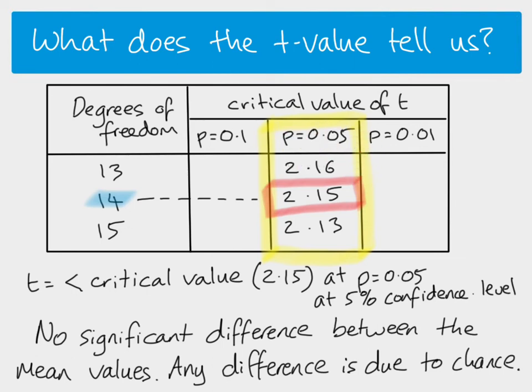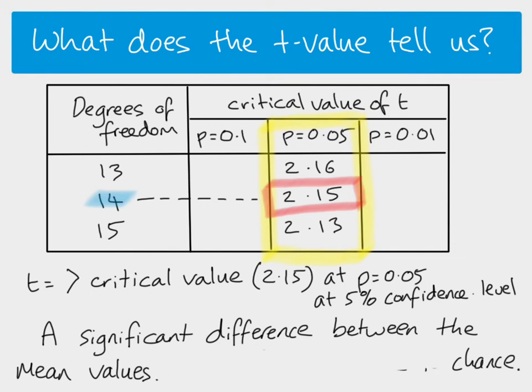Okay, what about if we have a different critical value? So if we did our t-test and we found that actually our t-value that we calculated is greater than the critical value, which is 2.15, at p equals 0.05, then in that case, we would say that there is a significant difference between the mean values. So there's a difference and it's significant, so we think that there is a reason for that difference. There's something causing it. It's not just due to chance.